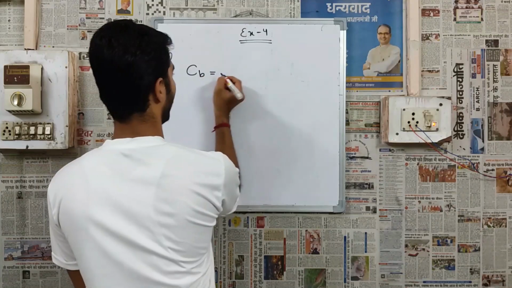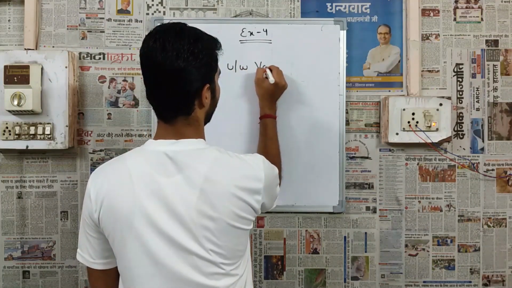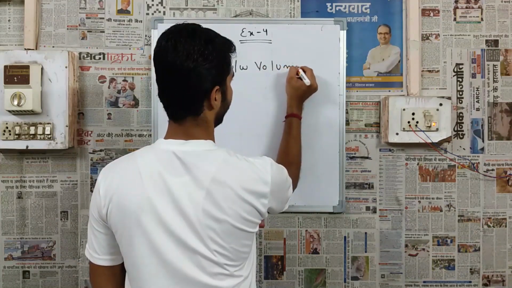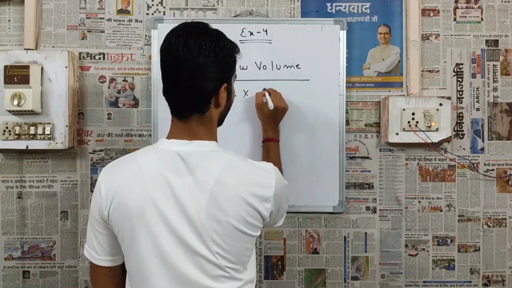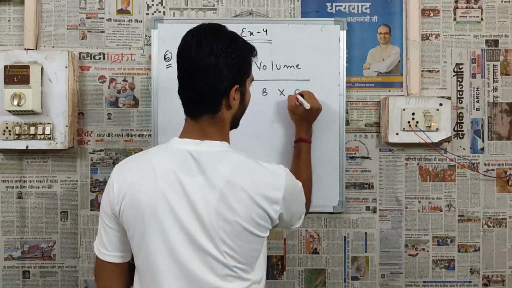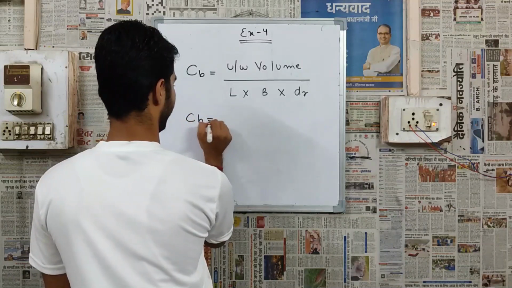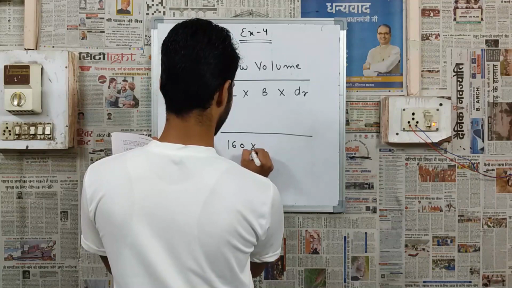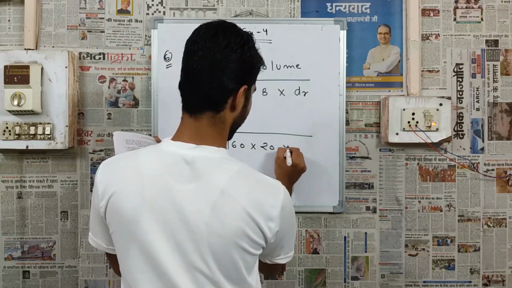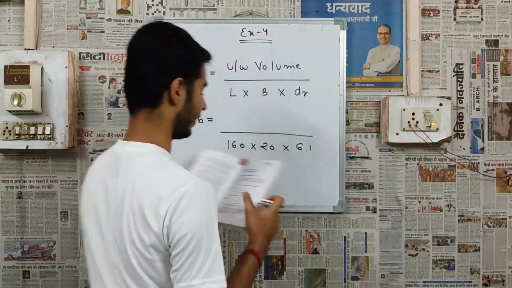CB is the short form of block coefficient. And its formula is underwater volume divided by length into breadth into draft. So we know the length is 160, breadth is 20 and our draft is 6.1 meter. Now we have to find the underwater volume.